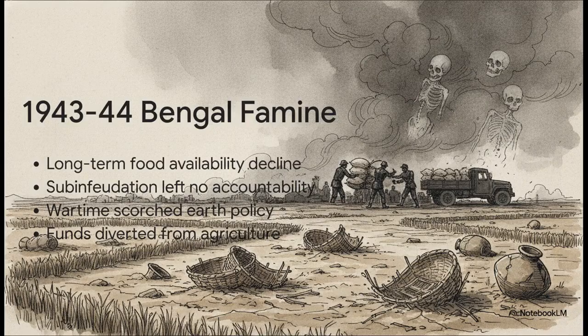This extreme vulnerability tragically culminated in events like the 1943-44 Bengal famine. This wasn't just a sudden natural disaster. It was the result of decades of policy. It was the culmination of that long-term decline in food per head we saw earlier. The subinfeudation within the zamindari system had left no one accountable for the welfare of the land. Add to that a wartime scorched earth policy that actually removed vital rice stocks to prevent them from falling into Japanese hands, plus the diversion of government funds from agriculture to civil defense. And you had a perfect, human-made storm that cost millions of lives.